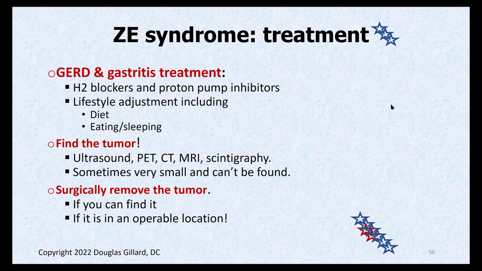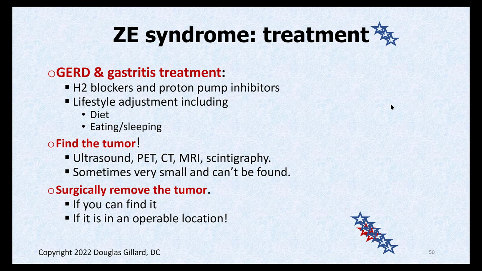All right, what's the treatment for this? Well, you got to try to treat the acid, so you can use proton pump inhibitors and H2 blockers to try to slow things down. Lifestyle adjustments, we've talked about that before. Diet and eating. Right is wrong. Don't sleep on the right side. Those same rules apply, just like as they had GERD.